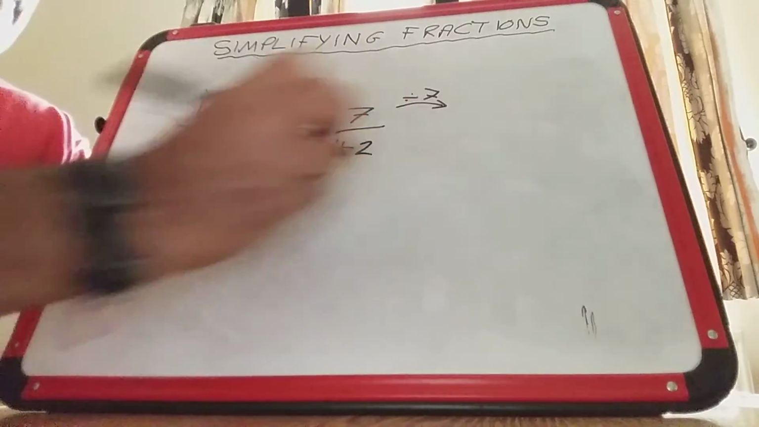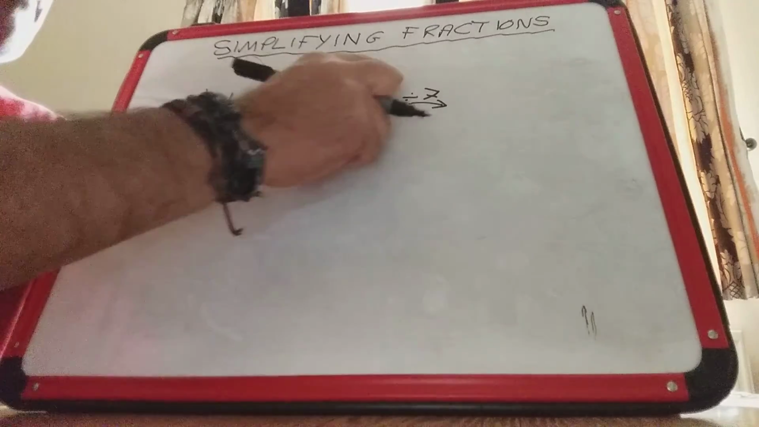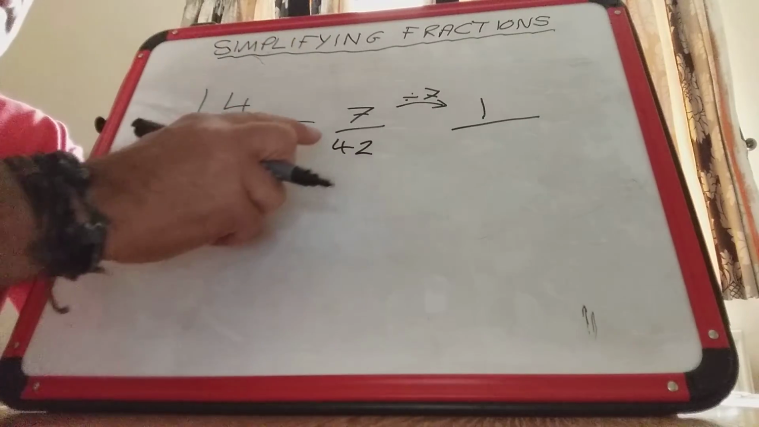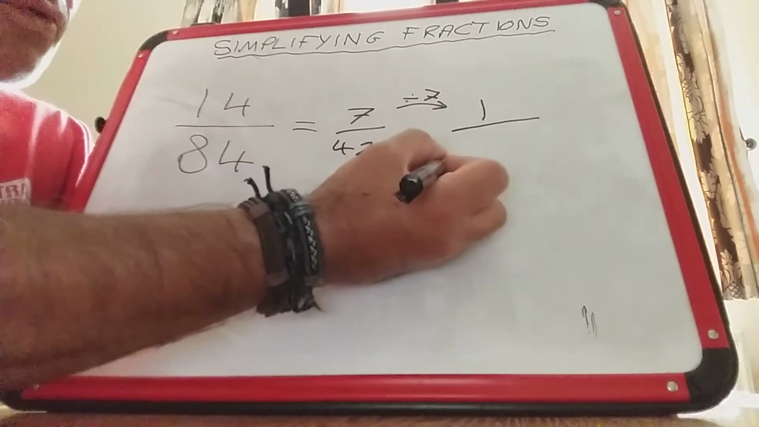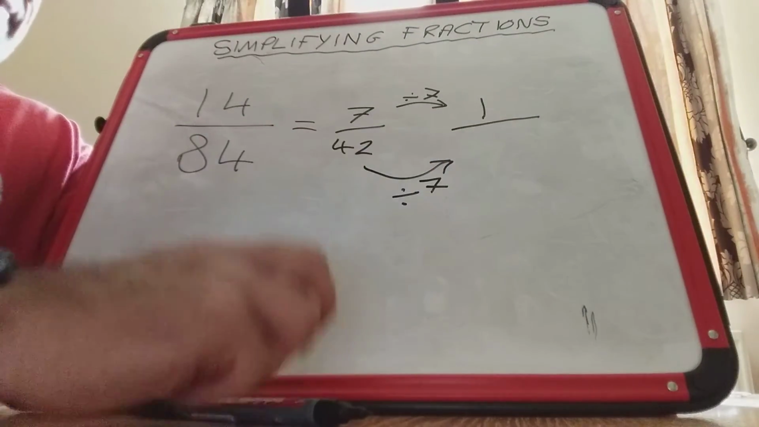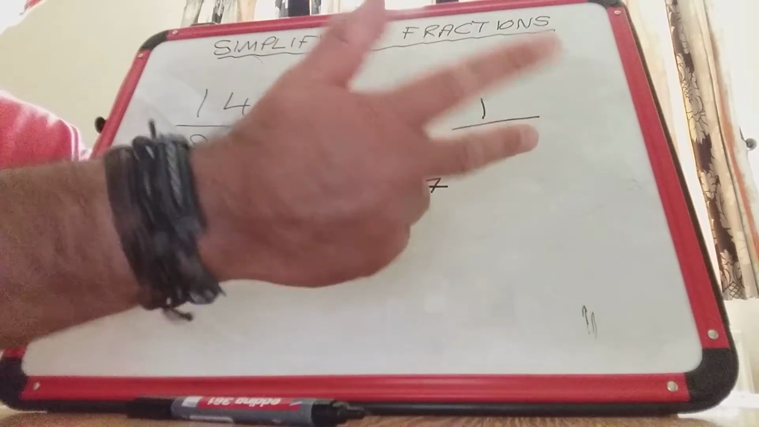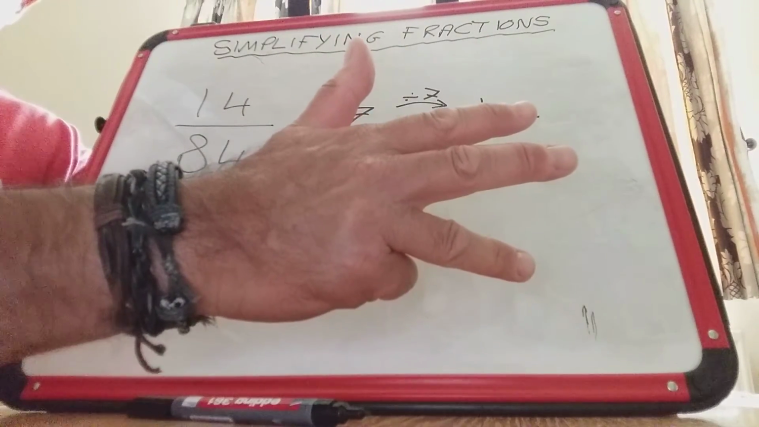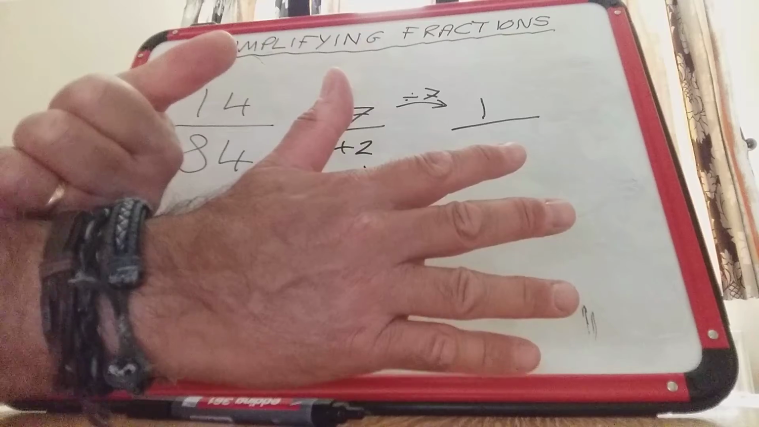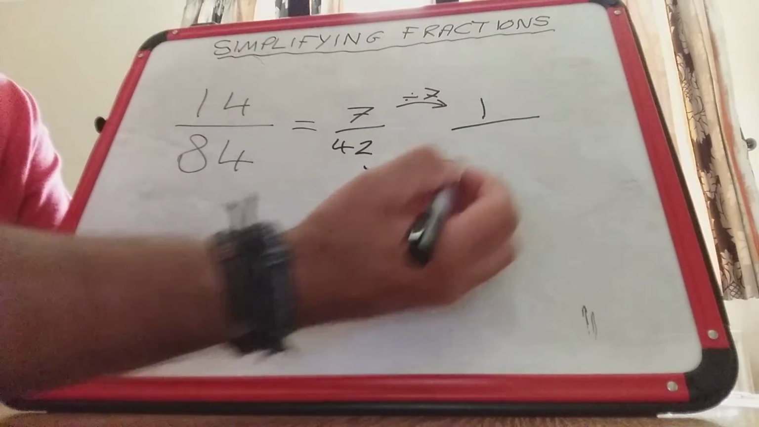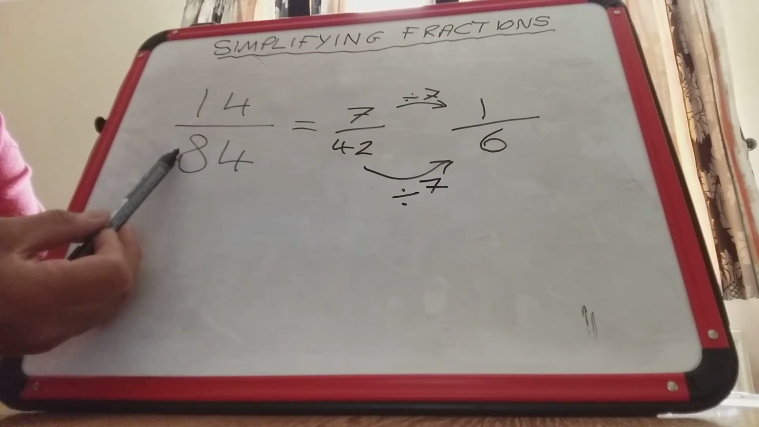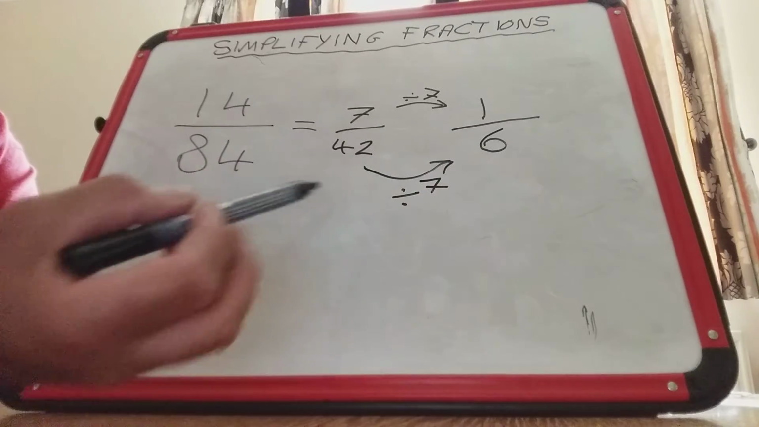Okay, now you have to trust me on this because you're probably thinking, no, this isn't going to work. 7 divided by 7 equals 1. Okay, like I say, trust me. 42 divided by 7, remember, always the same, divided by 7. Okay, 42 divided by 7, well, 7, 14, 21, 28, 35, and then one more finger, 42. So that's 6. So 42 divided by 7 is 6. So actually 14/84 is the same as 1/6.